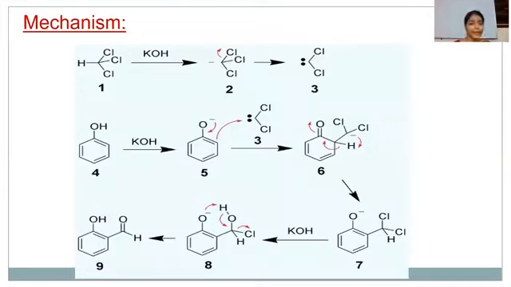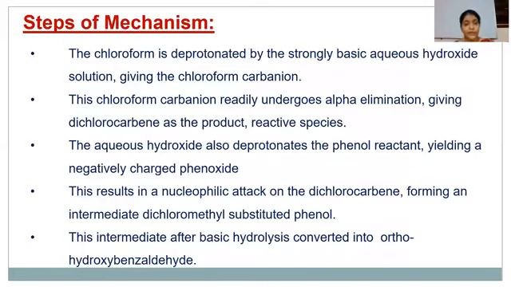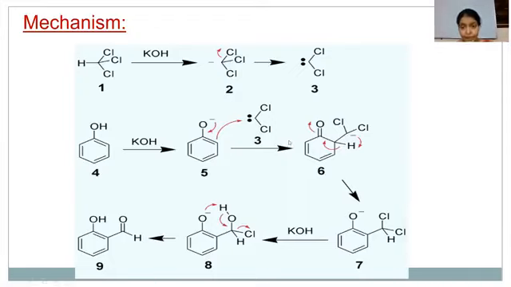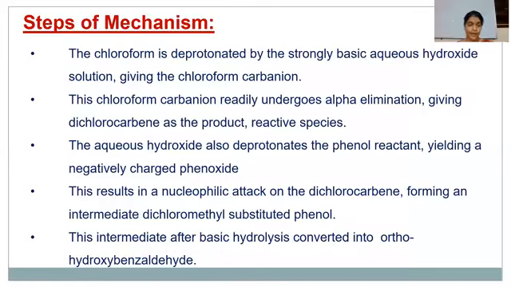of the reaction. Second part of the mechanism, formation of phenoxide from the phenol in the presence of base. Phenoxide ion is formed and then dichlorocarbene attacks the phenoxide ion. This results in a nucleophilic attack on the dichlorocarbene, forming an intermediate, dichloromethyl substituted phenol. This intermediate undergoes basic hydrolysis, and after basic hydrolysis it is converted into the product, which is ortho-hydroxybenzaldehyde or salicylaldehyde. These are the steps of the mechanism.